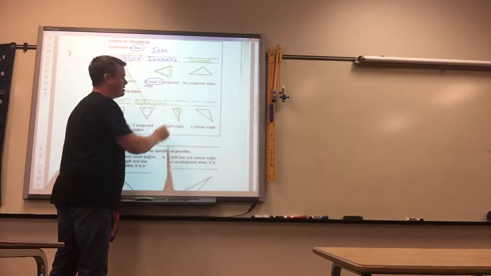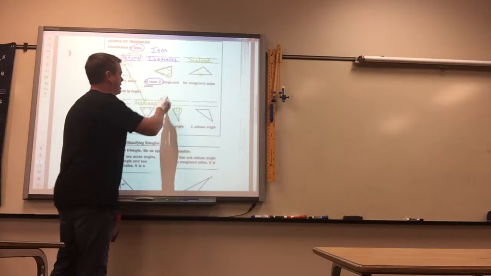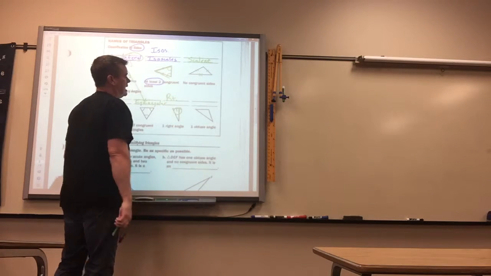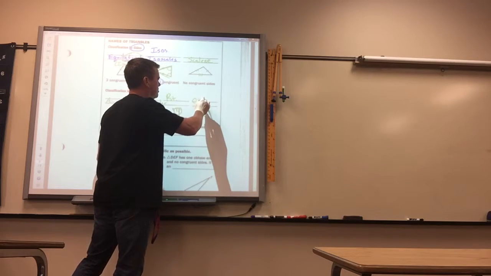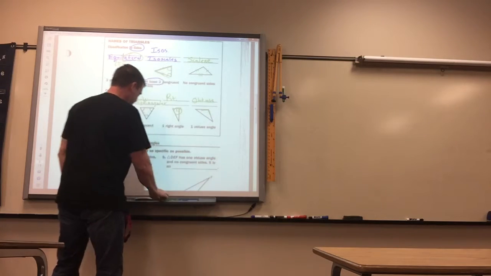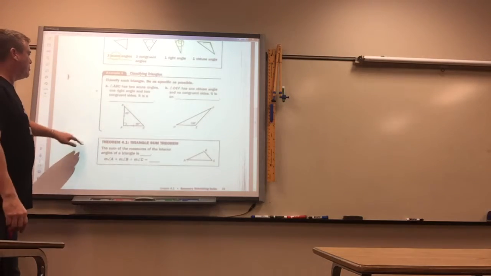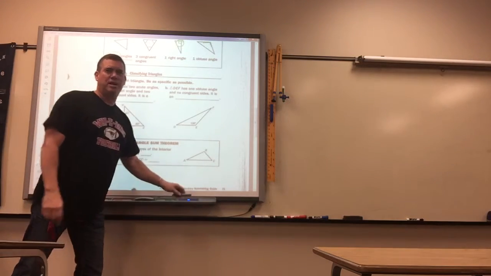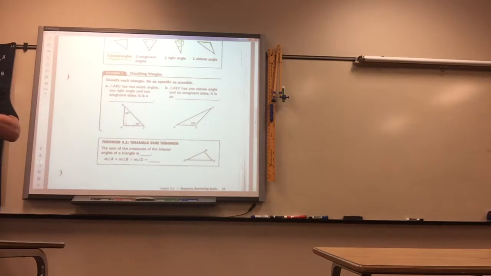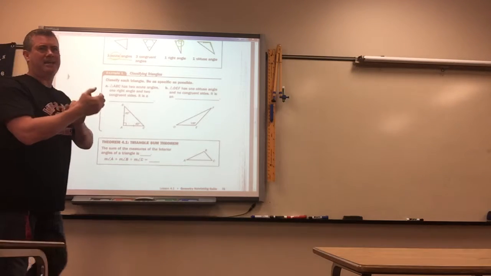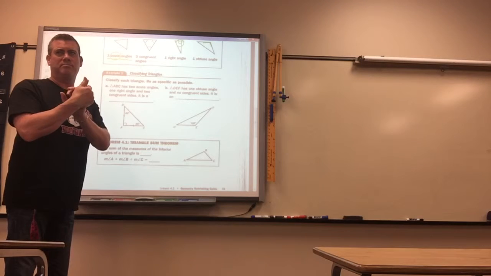Obviously, if there's a right angle in it, it's a right triangle. And if there's one obtuse, it's an obtuse triangle. So, classifying triangles. On your assignment, you've got to classify it by its sides and angles. So you've got two words for them.